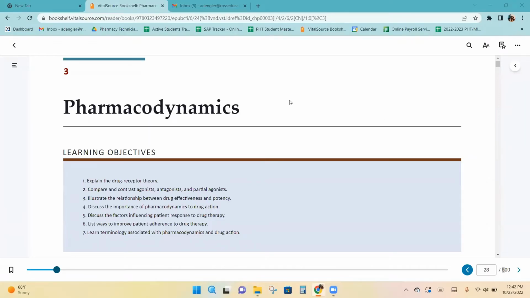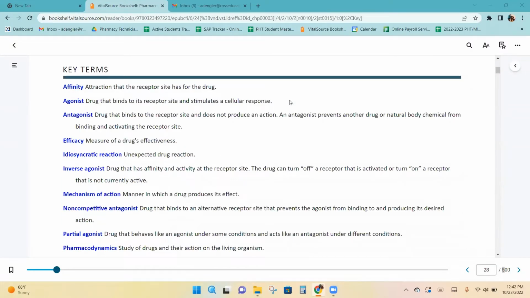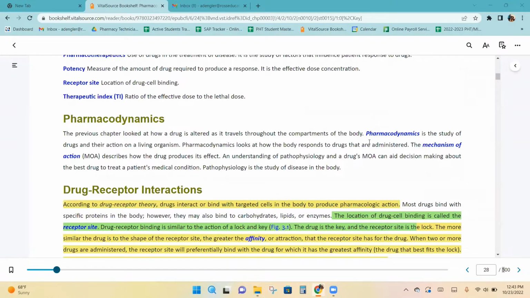Chapter 3, Pharmacodynamics. We'll skip over the key terms. We'll go over them in the chapter. The previous chapter looked at how a drug is altered as it travels throughout the compartments of the body. Pharmacodynamics is the study of drugs and their action on a living organism. Pharmacodynamics looks at how the body responds to drugs that are administered.